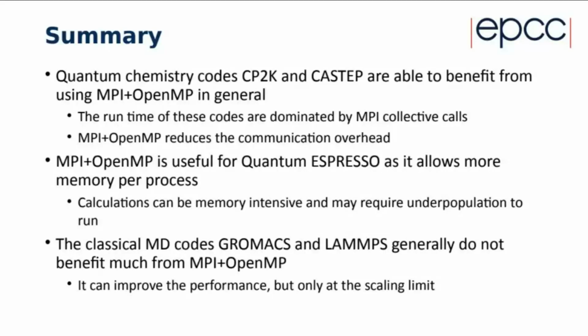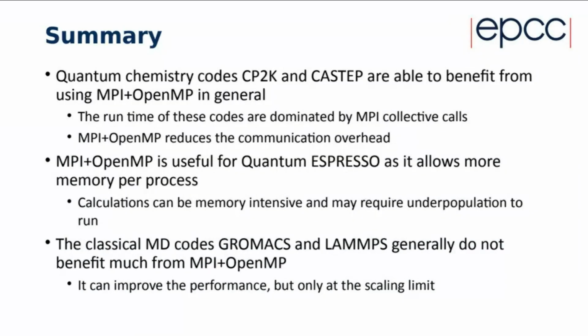For Quantum Espresso, it allows more memory per process. This is useful for memory intensive calculations, when you have to underpopulate. But for classical MD codes such as GROMACS and LAMMPS, it doesn't seem to benefit that much. It can improve the performance, but only really at the scaling limit.